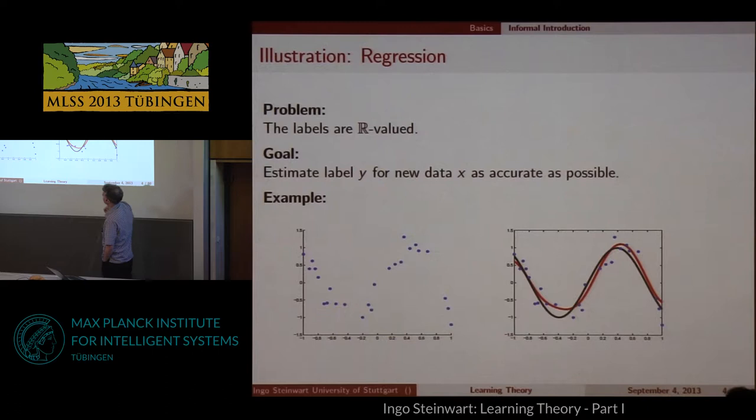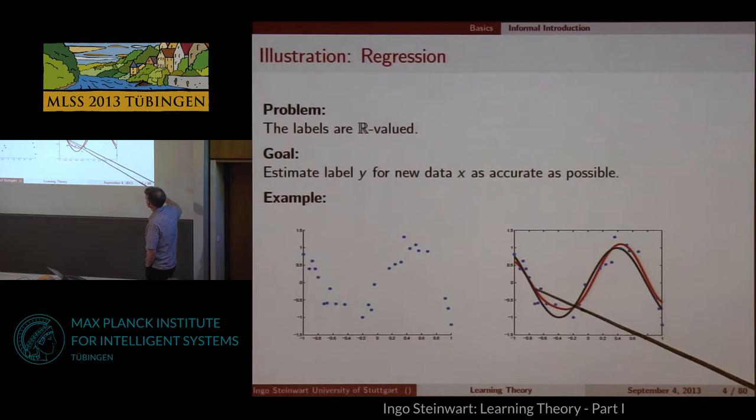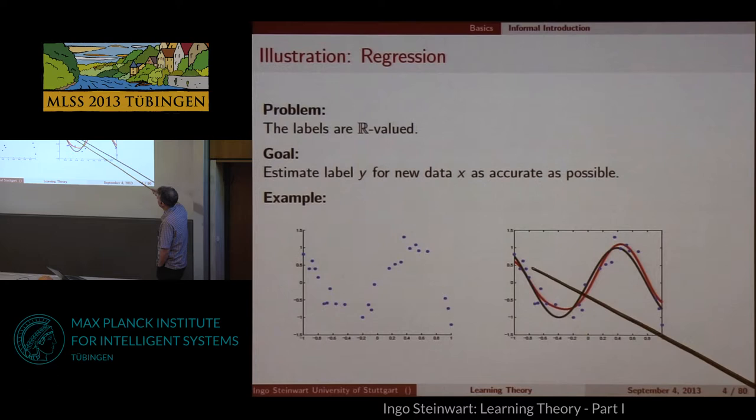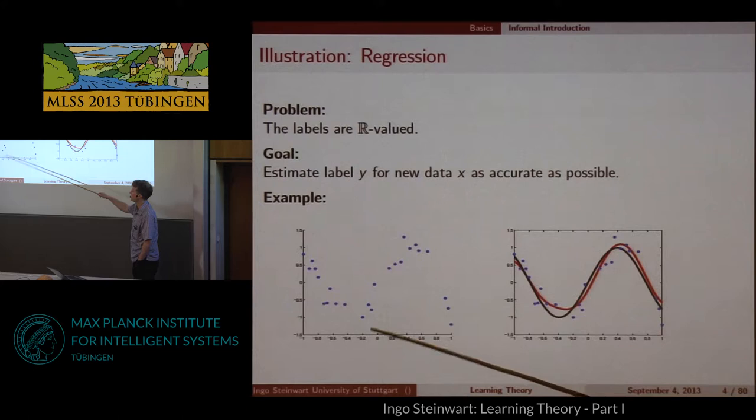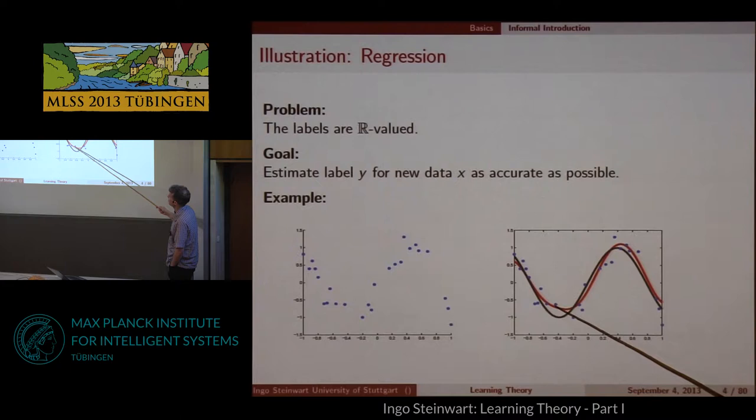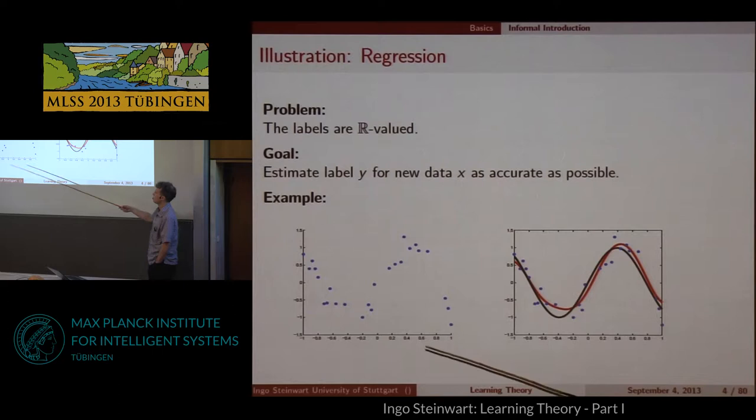On the right-hand side, I drew two predictors, a black one and a red one. And the blue points are, again, future samples, not the ones we have seen on our training set. And now what we want to have is a predictor which works well on this new future data set. And how it works on the training set doesn't really matter.